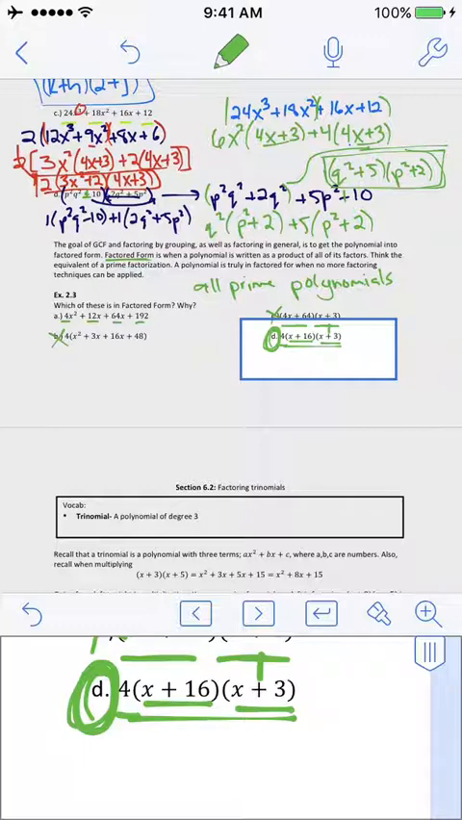Okay, cool. So that's 6.1. That's about grouping and GCF. Like I said, GCF is probably the most important. You can see how much grouping uses it, but GCF is the most important subject for this chapter.